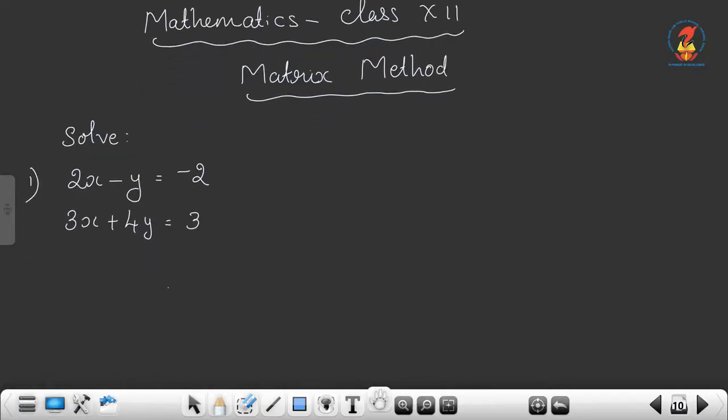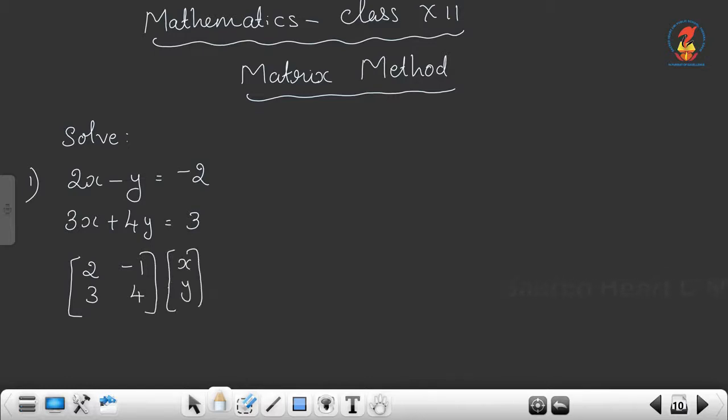So first we express this as matrices. The first matrix: write the coefficients 2, minus 1, 3, 4. Then the next is always a column matrix x, y. Then only when we multiply these two we get these equations. Minus 2, 3.